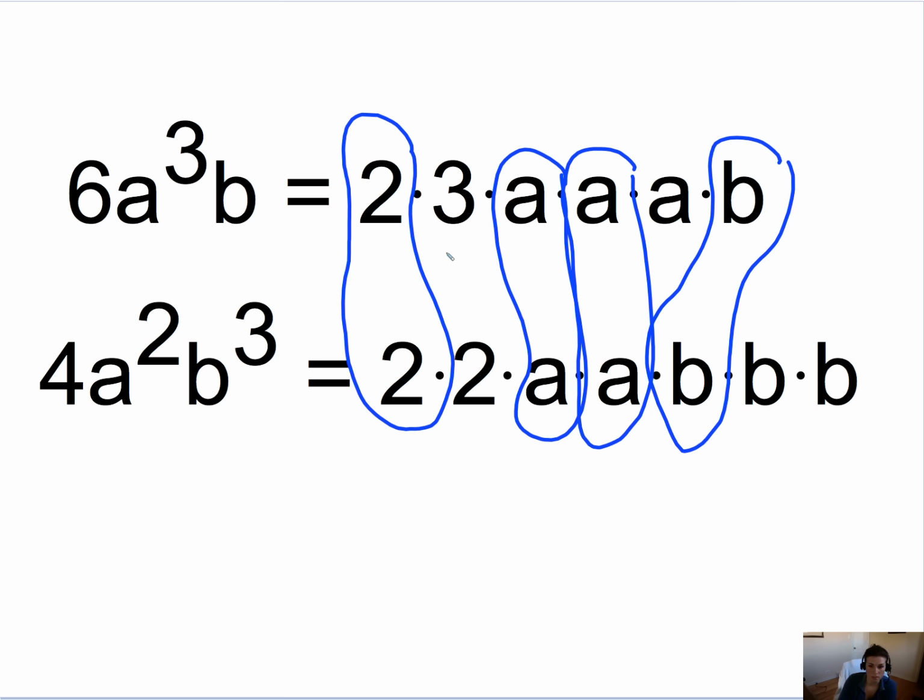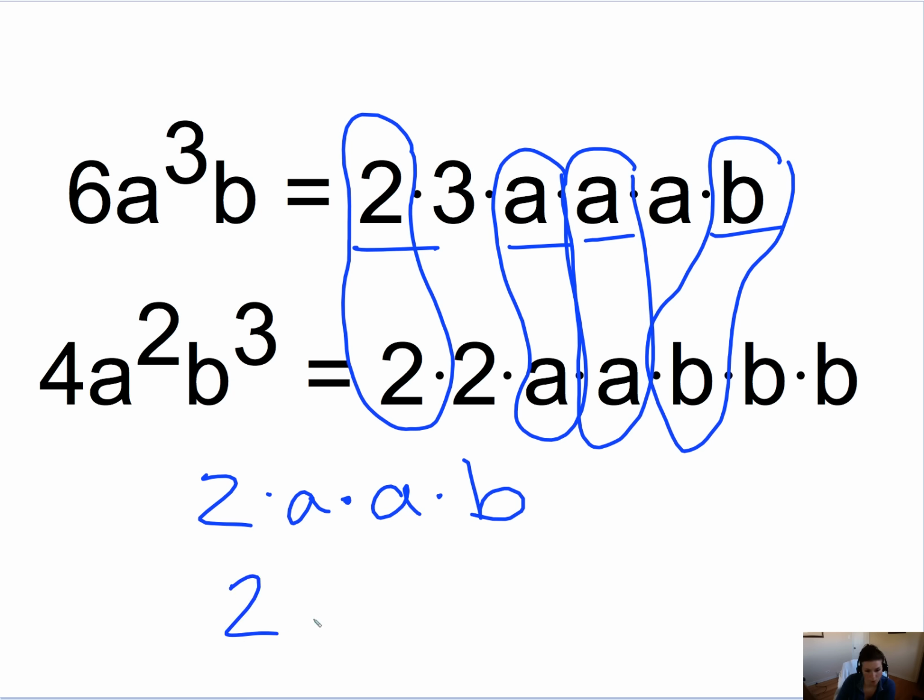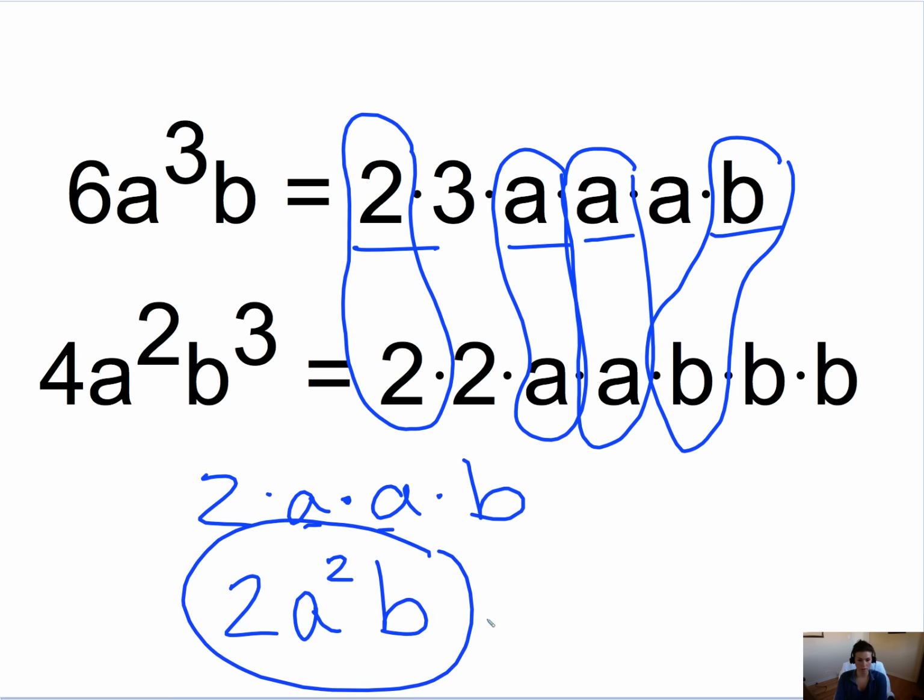So now I list these out. 2 times a times a times b. That's what they have in common. So to write that with exponents, it would be 2 times a squared, because I have 2 a's, times b. That's the greatest common factor of these two numbers.